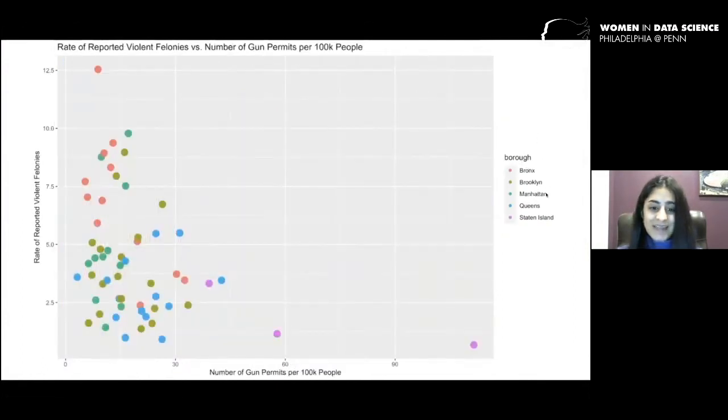Finally, we created a scatter plot of the handgun permits per 100,000 people versus the number of reported violent felonies for each community district. Surprisingly, there was not much apparent correlation between these two variables, implying that community districts where people own guns are not actually more violent. However, this only includes gun owners with legal gun permits, so this graph could be implying that districts with more legally obtained firearms are safer.